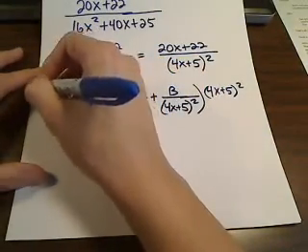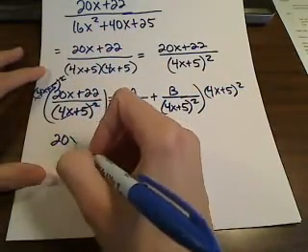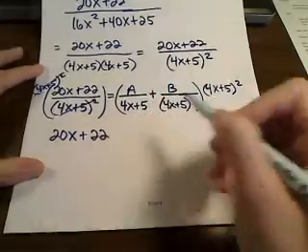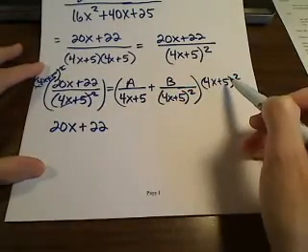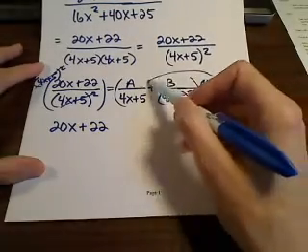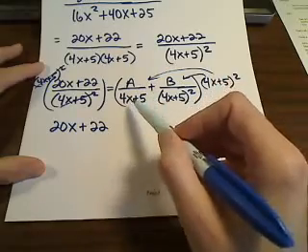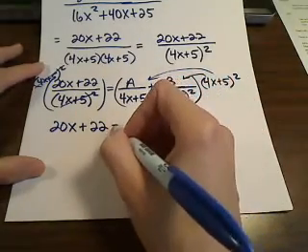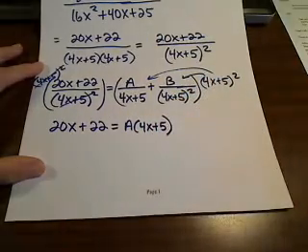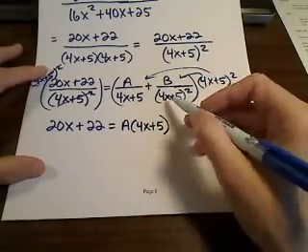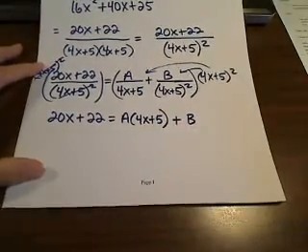And that's going to allow me to set up an equation here. So I'll be left with 20x plus 22 on the left-hand side. And then here, this 4x plus 5 squared is getting distributed, so it's multiplying this and this. When I multiply it times a over the 4x plus 5, one of the 4x plus 5s will cancel, and I'm going to be left with another one. Okay? And then here, both of them will actually cancel, and I'll just be left with b.